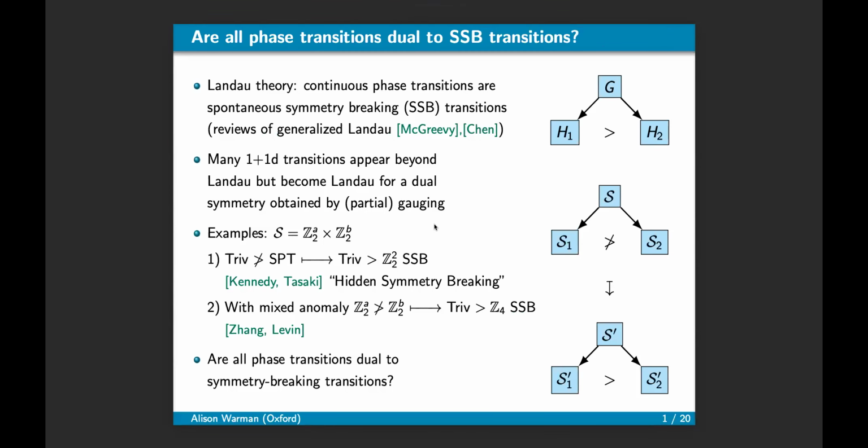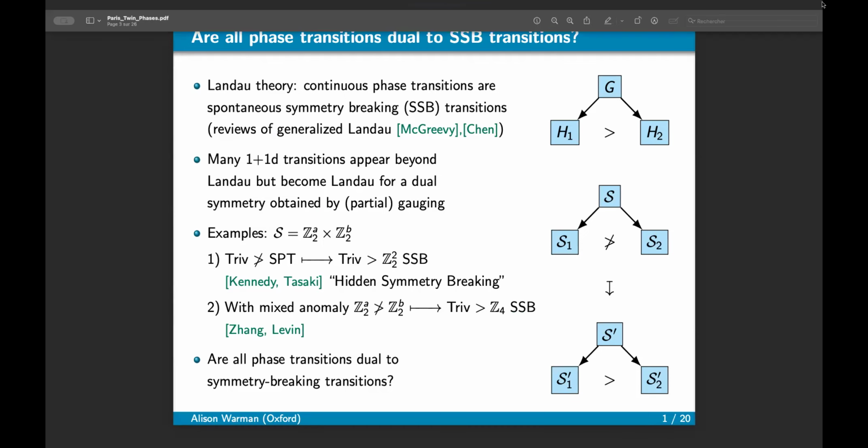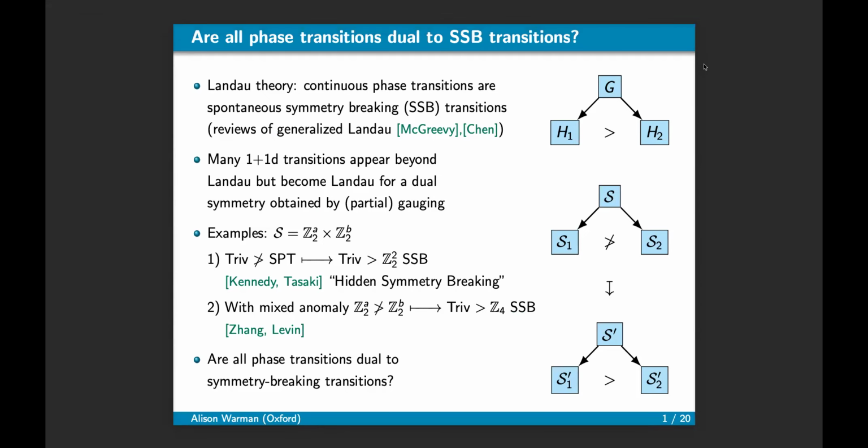The physical question we wanted to answer in this paper is, are all phase transitions dual to spontaneous symmetry breaking transitions? Indeed, we know from Landau theory that if we have group G, then its gapped phases can be labelled by the preserved symmetry subgroups, for example here H1 and H2. And a phase transition between them is given by a spontaneous symmetry breaking transition.